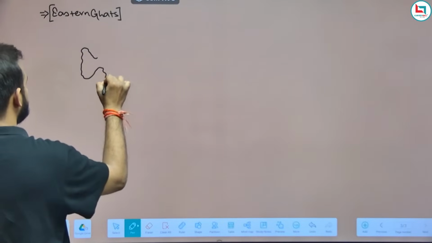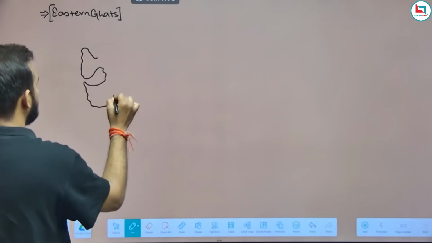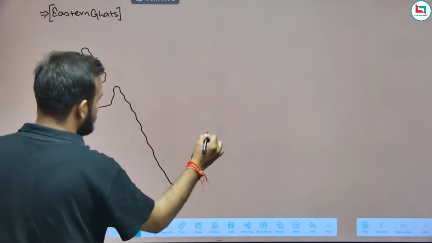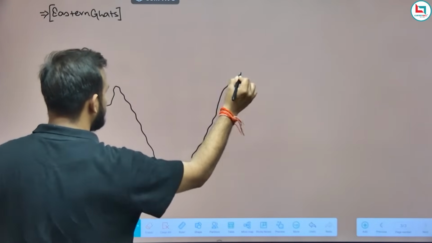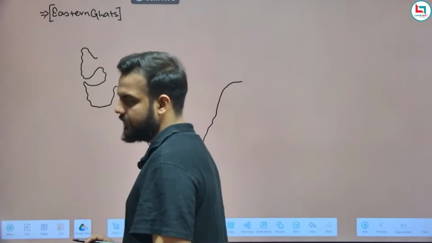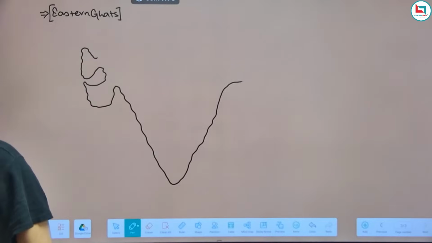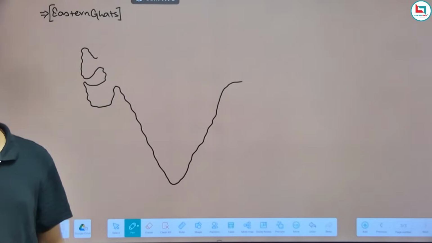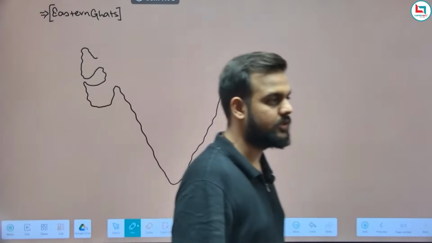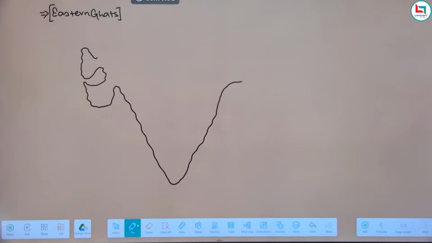So let us draw the map of peninsular India so we can easily understand. The very first thing, if we look towards the state of Odisha, there we have the presence of Northern Circars.